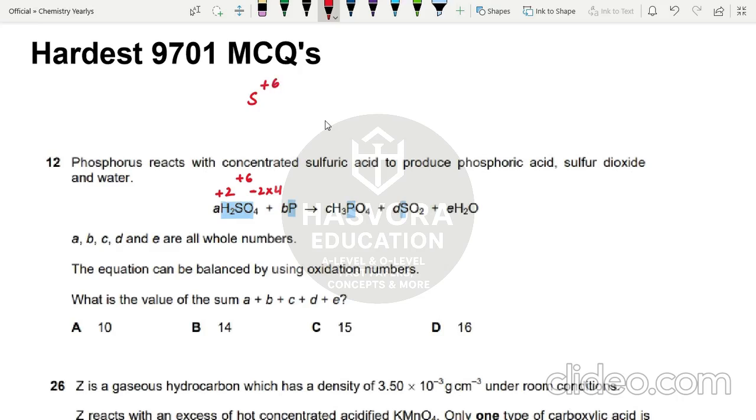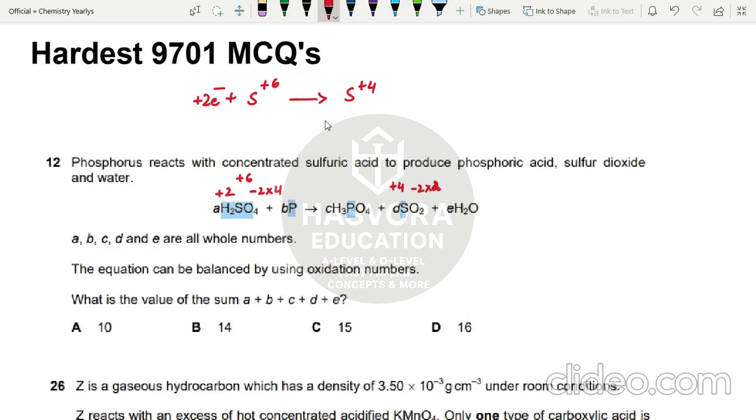Now we have to check the oxidation state of the sulfur in the SO2. So it is -2 into 2, so it will become -4. So sulfur will be +4. So sulfur is going from +6 to +4. So it means it has gained 2 electrons. So you can just add the 2 electrons here. So sulfur +6 has gained 2 electrons to go to sulfur +4. So it is actually reduced.